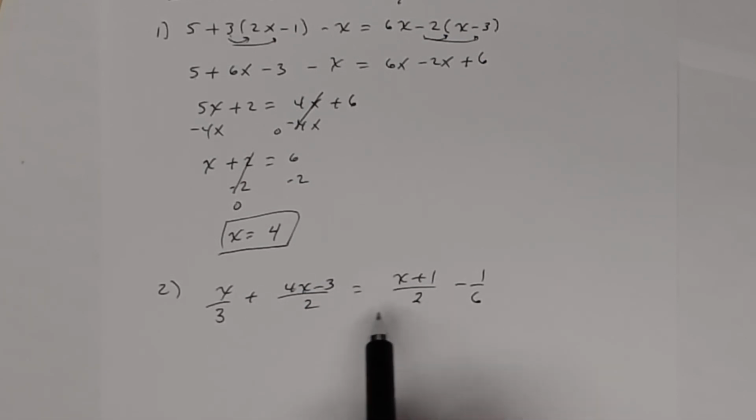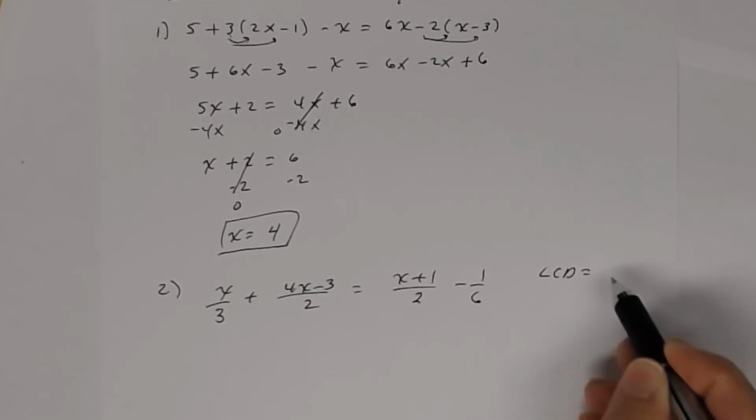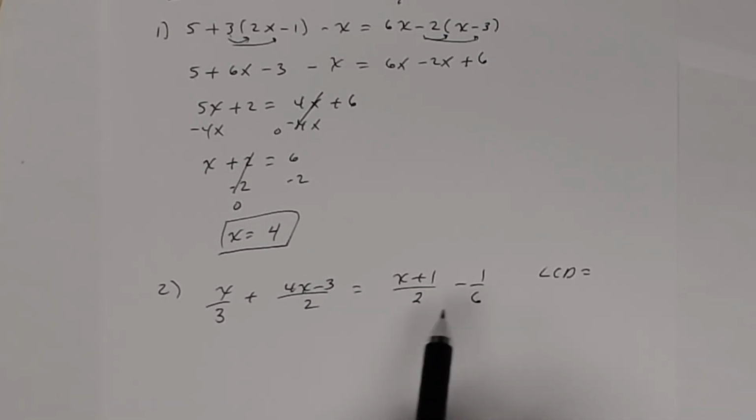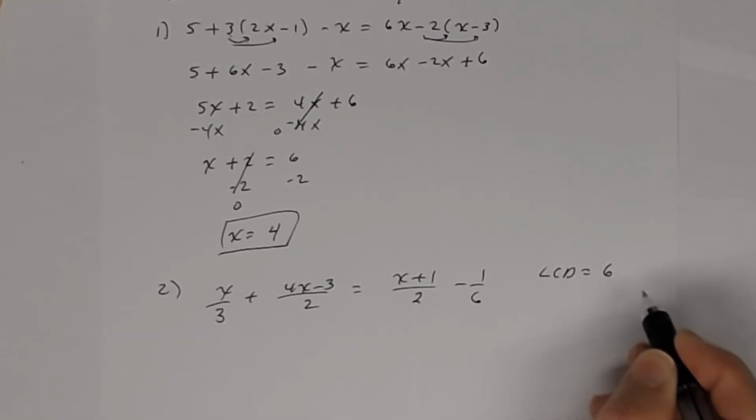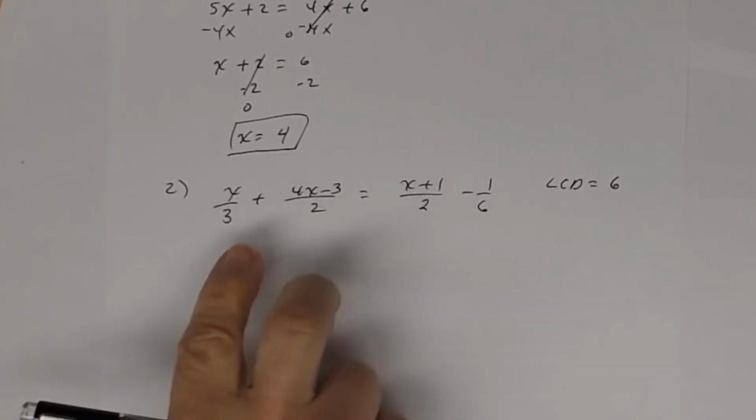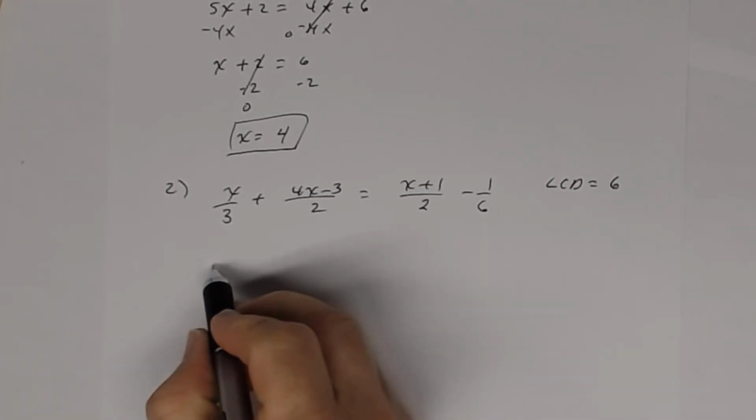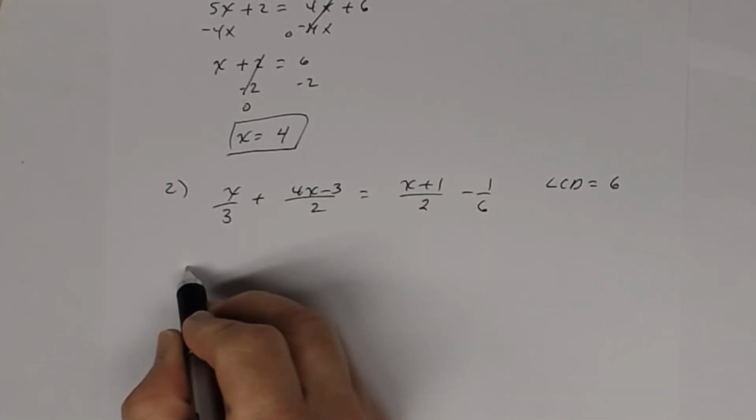And so we're going to clear the fractions by multiplying both sides by the LCD. The smallest number that 3, 2, 2, and 6 will go into is 6. And so now I'm going to multiply both sides by 6. Since I have two fractions on this side and two fractions on that side, I'm going to put both of those in parentheses, and I'm going to multiply by 6.